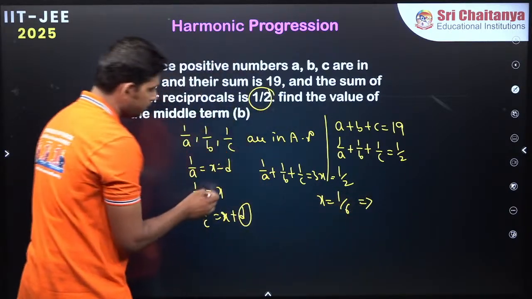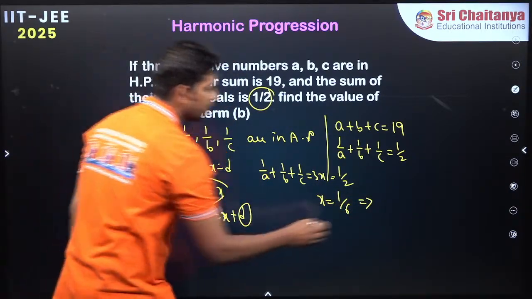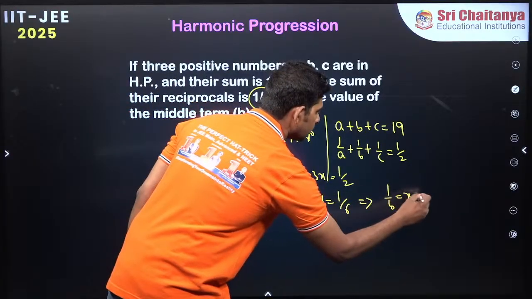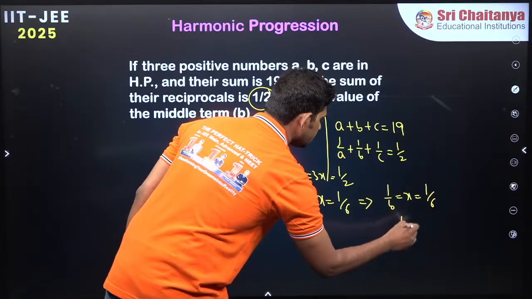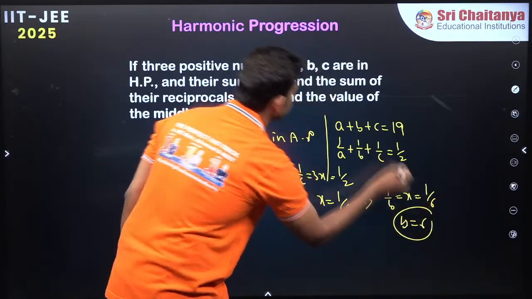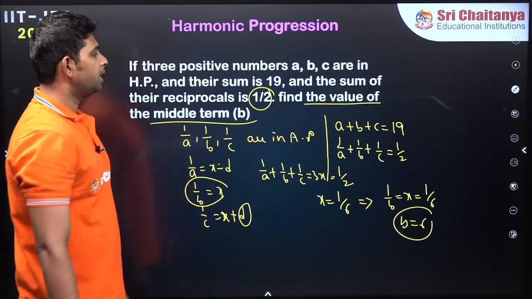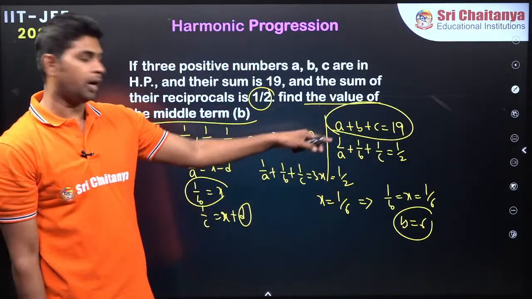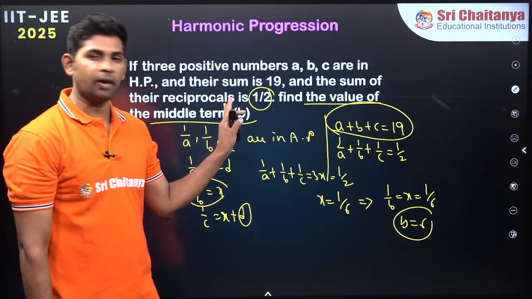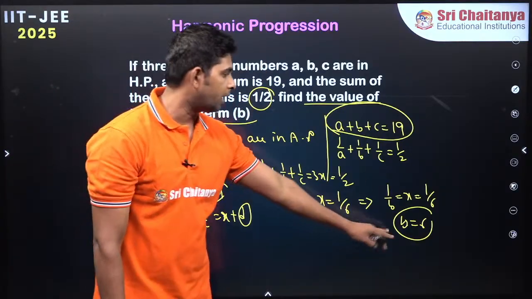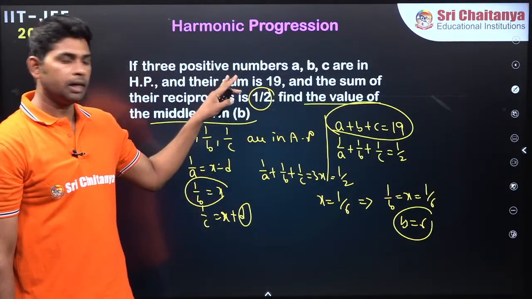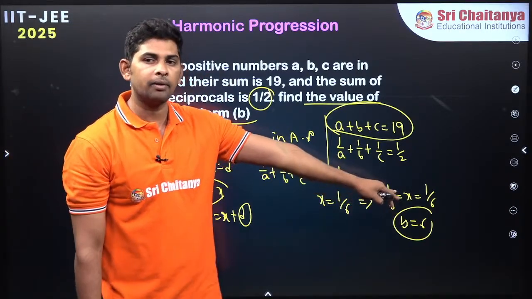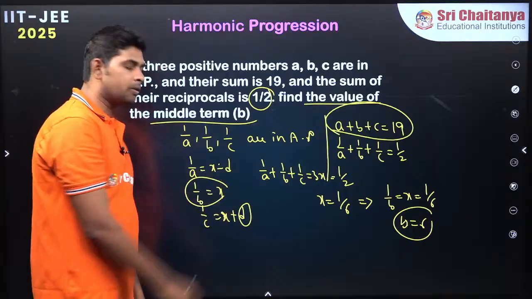What we need to find? We just have to find x over here, that is, 1 by B is equal to x, which is equal to 1 by 6. So B is equal to what we are getting? 6. So the B value they are asking us to find: the middle term B is equal to 6. So no need of this one here. This one we can use to find D also, but we are not finding that, right? Sometimes they are going to give conditions which are going to be distractions. We just have to find whatever we require.